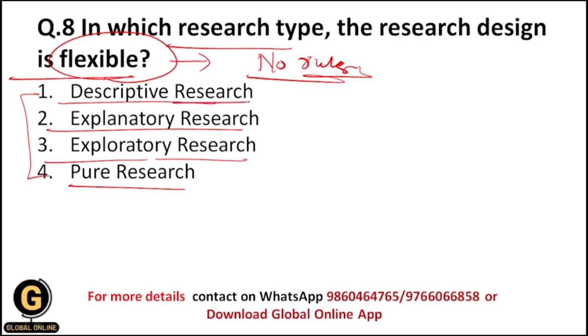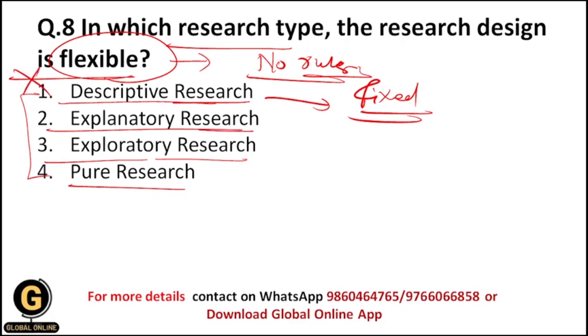Within descriptive research, whatever incident, situation, or person is involved, we are going to describe the characteristics of that thing as it is. That's why this is a fixed research design. We are going to follow the fixed research design over here. There is no flexibility, so this option gets eliminated.